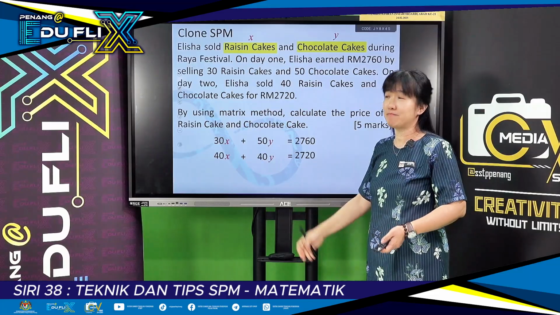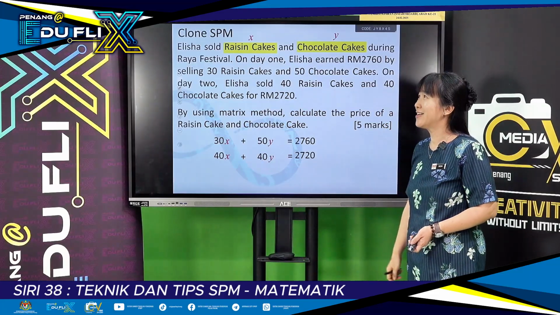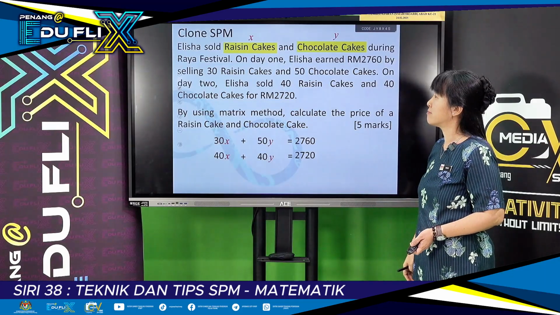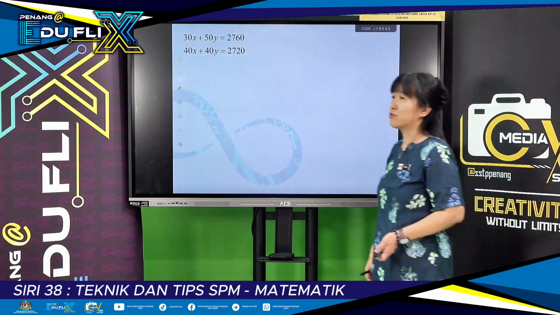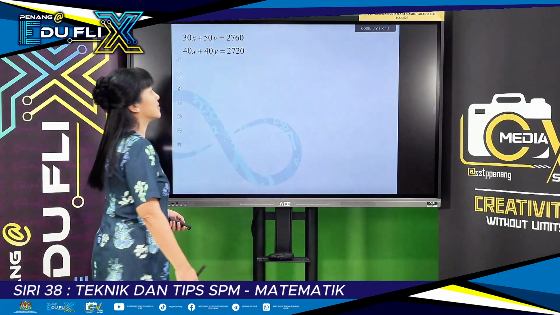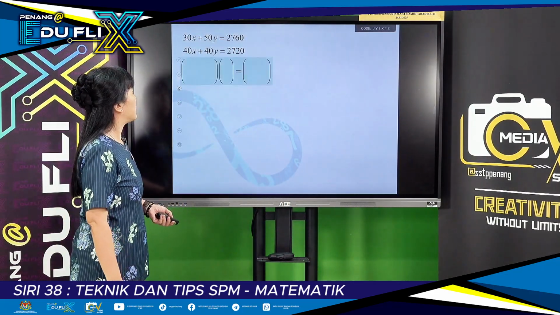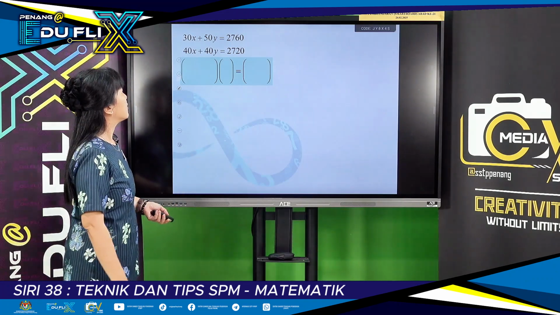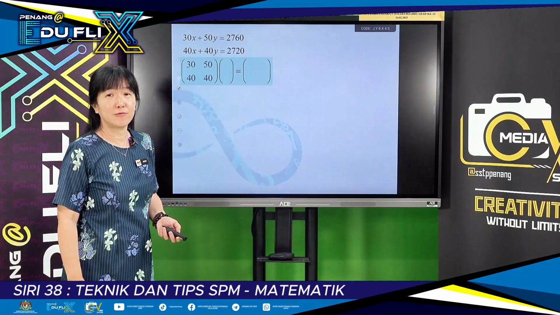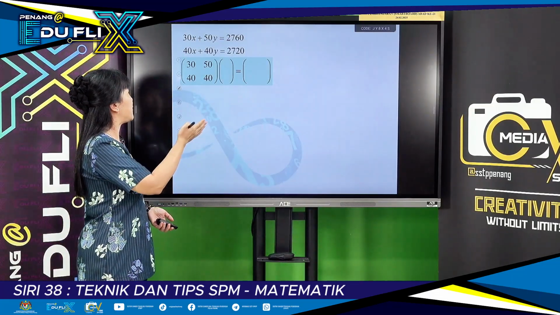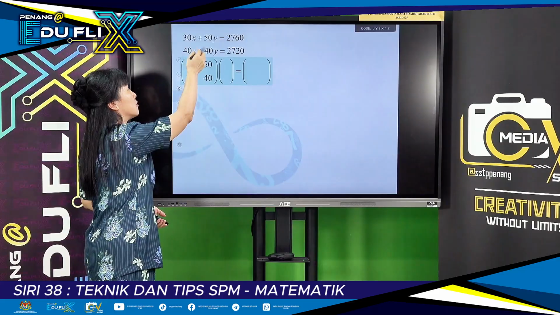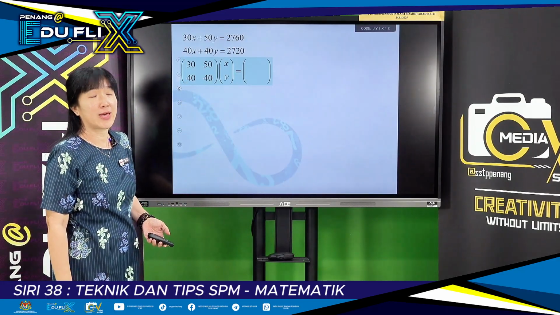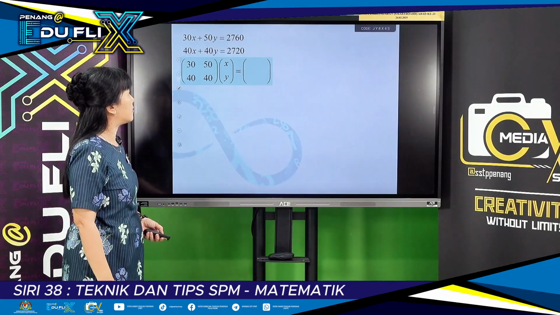What is the next step? Next step, we need to convert them into matrix form. To convert them into matrix form, write down 3 brackets. First bracket, fill in with the coefficients 30, 50, 40, and 40. Just follow the position. Then second bracket, fill in with x and y. Third bracket with the constants.